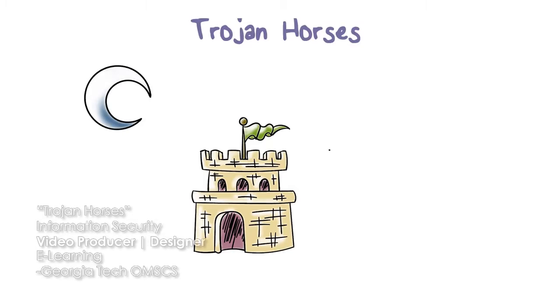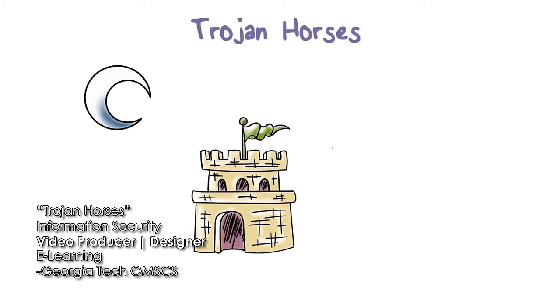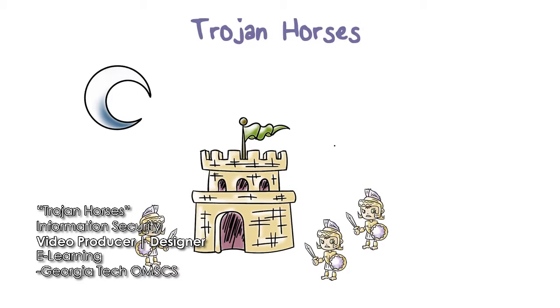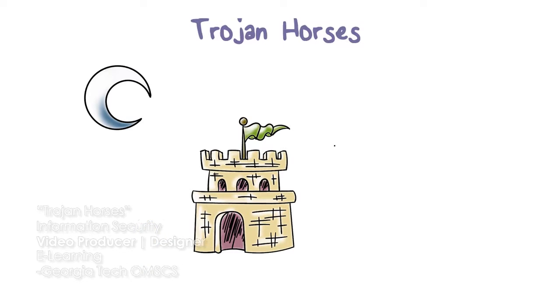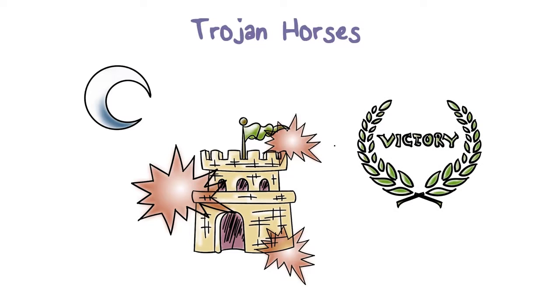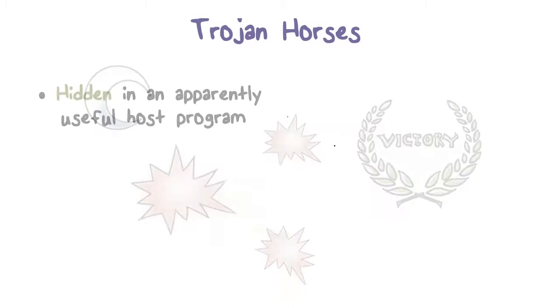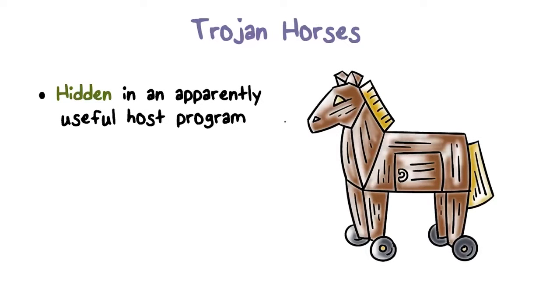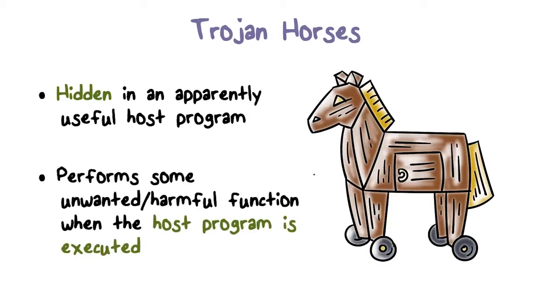At night, the Greek soldiers hidden in the halls came out, and they let their fellow soldiers waiting outside the city come in as well. As a result, the Greek soldiers passed all of Troy's defenses and destroyed the city and won the war. In the context of malware, a Trojan horse is a piece of malicious code embedded in a utility program that the user will run frequently. That is, when a user runs this useful program, the malicious code or the Trojan horse is also executing.